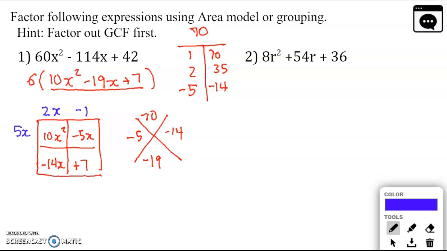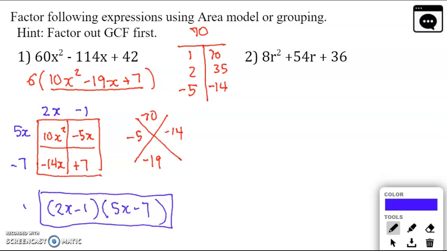Now for this missing number, 2x times what is negative 14x? That's going to be negative 7. Okay, I do need to check the last number. Negative 1 times negative 7 is positive 7, so it checks out. All right, so then I can put my final factors as the length, which is 2x minus 1, and the width is 5x minus 7. Okay, so I am done with the first problem.